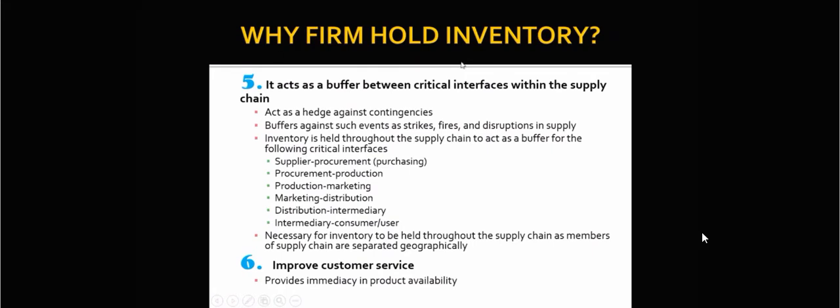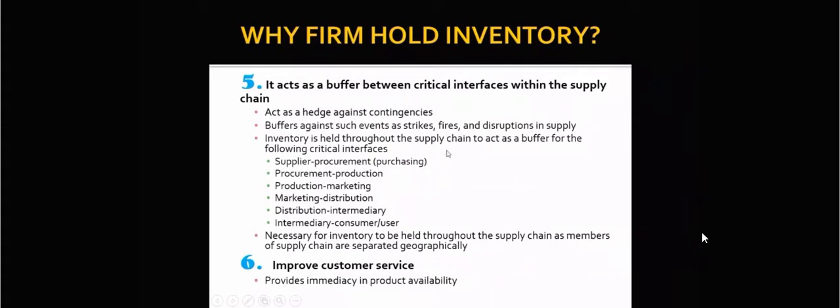Okay. Why? Again, it acts as a buffer between critical interfaces within the supply chain. So, bila kita ada inventory, dia akan menjadikan satu buffer lah. Kita akan kata ada sedikit ruang untuk critical punya interface dan juga kita punya supply. Okay, act as a hedge against contingencies.